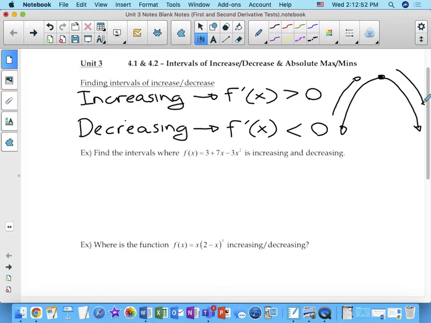Okay, does that make sense? So here this is positive, 0, negative.